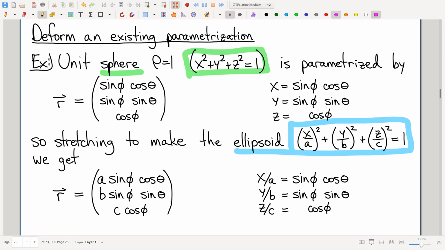I mean, the relationship between the sphere and the ellipsoid is just that I've stretched by a factor of a in the x direction, and by a factor of b in the y direction, and by a factor of c in the z direction. Right? Again, there's all that old chapter 2 stuff.